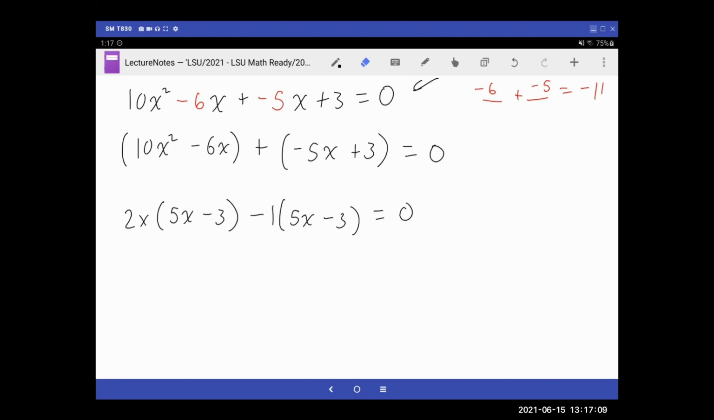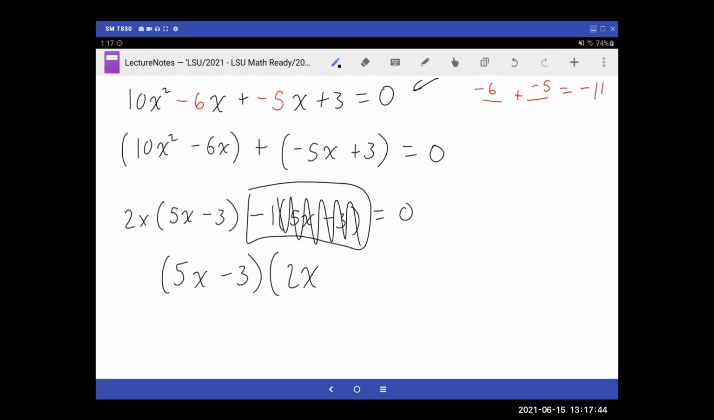All right, so the two parentheses match. Look at this as two separate terms. Okay, notice they have a common factor, right? 5x minus 3 is the common factor. So I will factor out 5x minus 3. If I factor 5x minus 3 out of this term, I'm left with 2x. If I factor out the 5x minus 3 from this term, I'm left with -1.